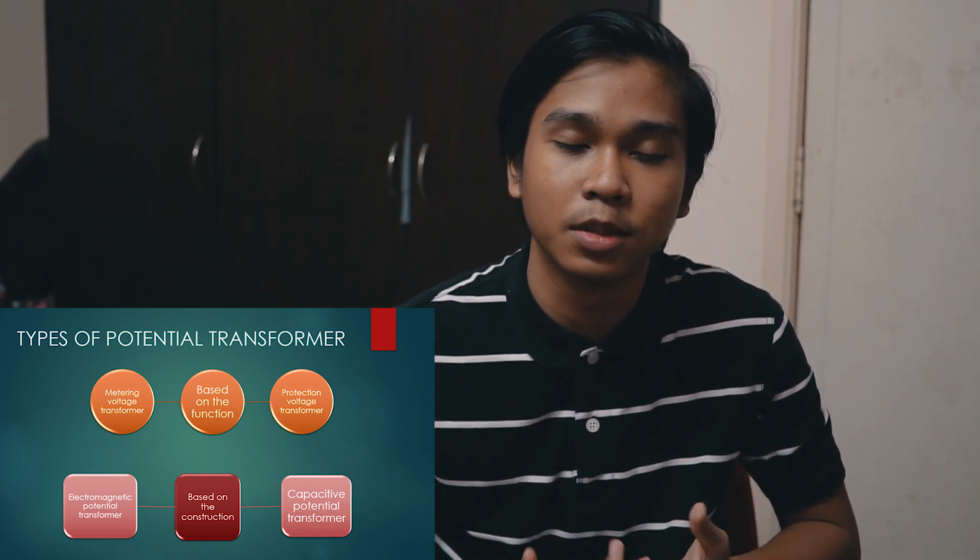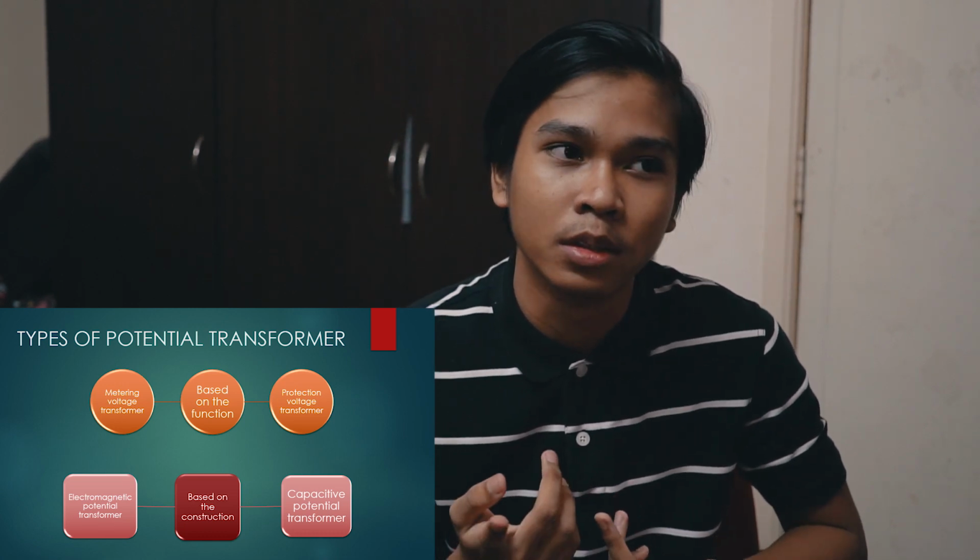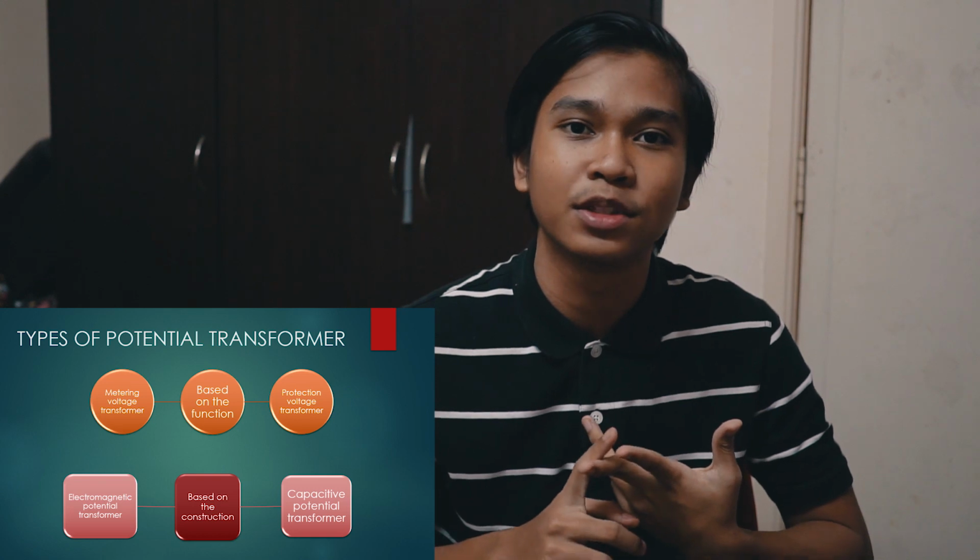So next we will continue to types of potential transformer. Before knowing the types of potential transformer, we need to see the situation. There are two situations that we need to look at. First, is it based on function or is it based on construction? If it's based on function, there are two types, which are metering voltage transformer and protection voltage transformer. These are used to operate and control measuring devices, relays and other devices. And based on construction, there are also two types, which are electromagnetic potential transformer and capacitive potential transformer.